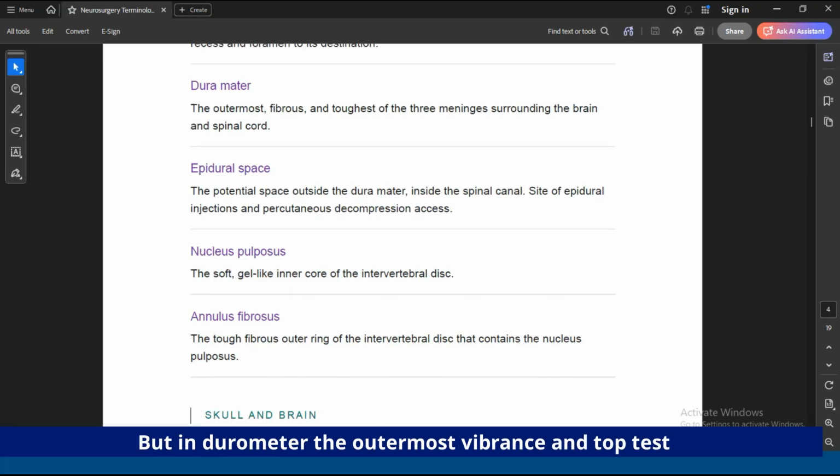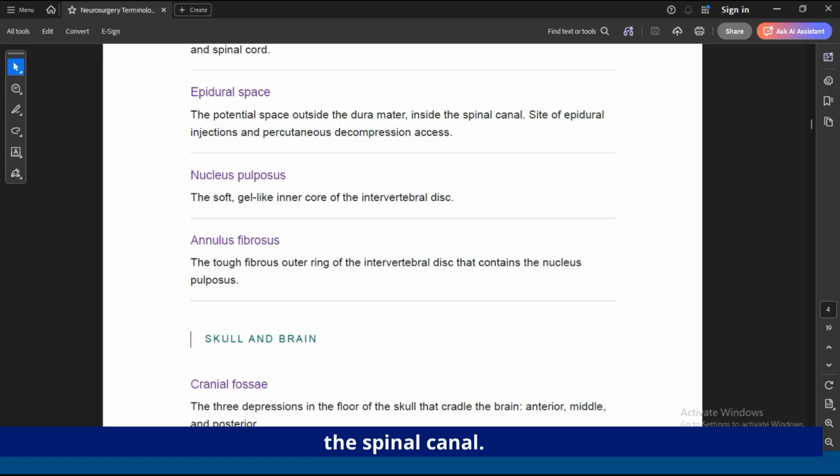What is dura mater? The outermost, fibrous and toughest of the three meninges surrounding the brain and spinal cord. Epidural space. This is very important for coding. Most of the time we have epidural steroid injections. So it is the potential space outside the dura mater inside the spinal canal.